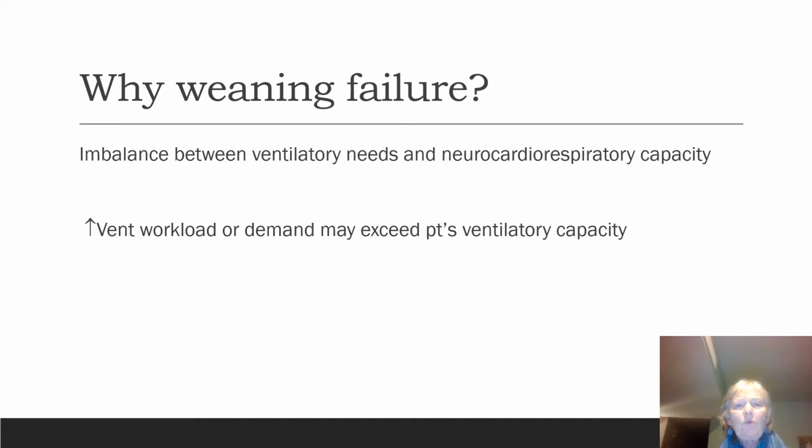So why do people fail weaning? Well, one is that the workload or demand exceeds what the patient is capable of doing. Basically, what we see is an improper balance between the ventilatory needs and the neural cardiorespiratory capacity. Sometimes increased ventilator workload or demand may exceed what this patient actually can do. And if this is what's happening, then these patients are not ready to come off the vents.